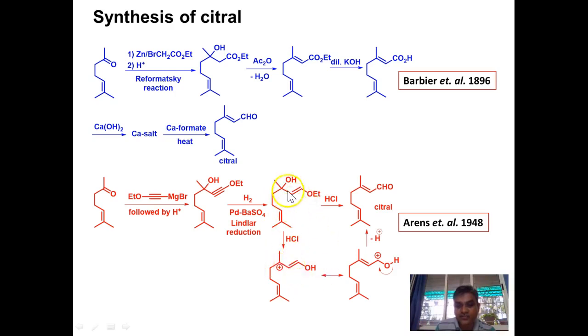This is the mechanism shown. Protonation will occur here, we'll get a carbocation, and then there is an allylic shift here, the double bond will be shifted, and later on we will get the citral molecule. So both the syntheses are very old syntheses. It was in the year 1896 when the first synthesis of citral was proposed. Then in the year 1948 it was done using the Grignard reagent, after the discovery of the Grignard reagents.